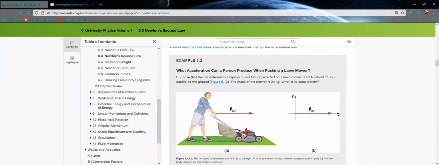So example A: suppose that the net external force, push minus friction, so I've done some math for you, exerted on the lawnmower is 51 newtons, or about 11 pounds of force. And that force is parallel to the ground. If the mass of the mower is 24 kilograms, what is its acceleration?